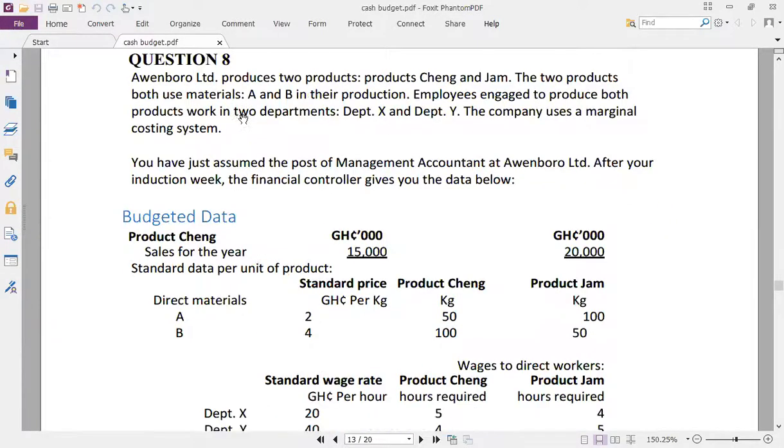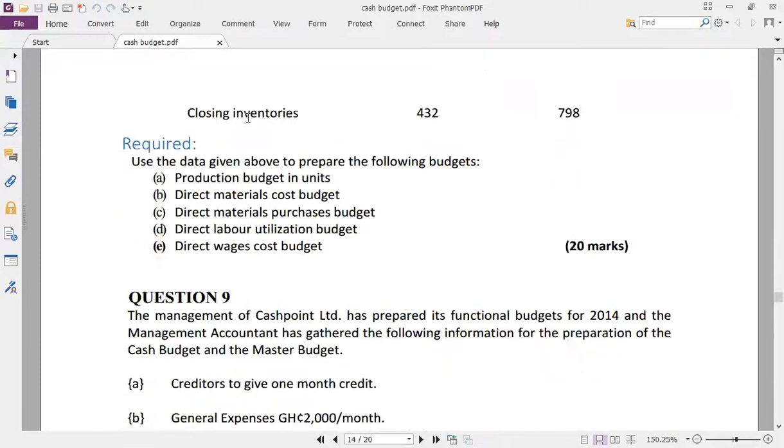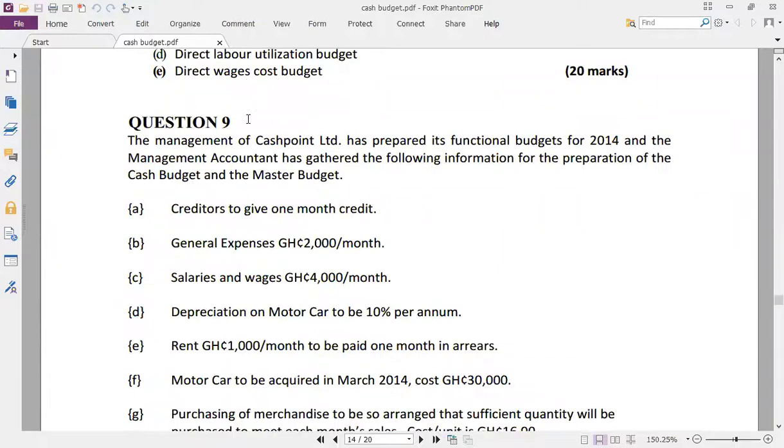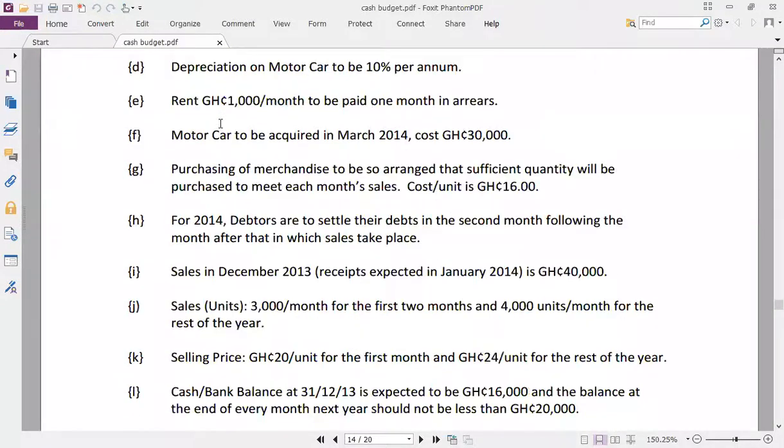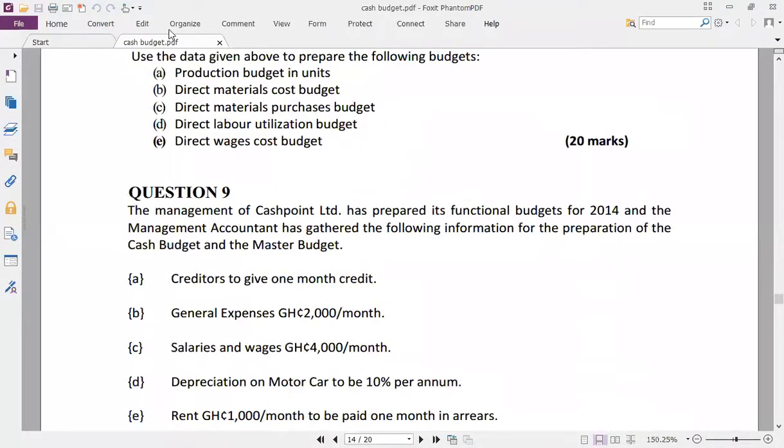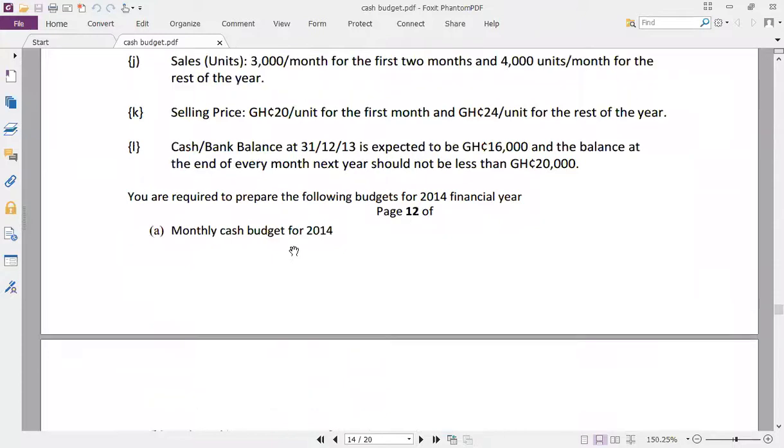Now, try the other questions that have also been solved. It's a functional budget, a very interesting one. What you have to try for me is question 9, Cash Point Limited. The management of Cash Point have prepared a functional budget for 2014. The management accountant has gathered the following for the preparation of the cash budget and master budget. So this is the master budget question.